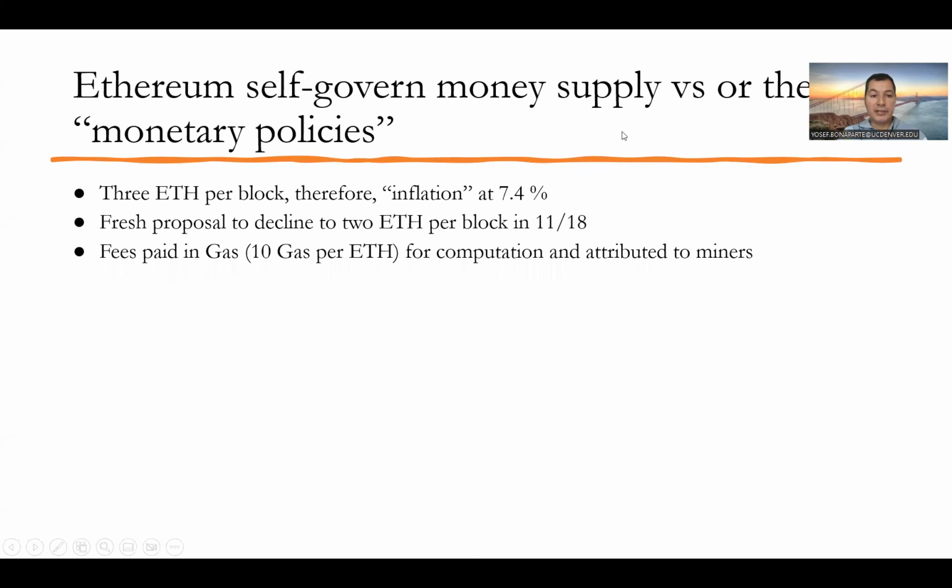Here is Ethereum's money supply. Ether, 3 Ether per block, therefore inflation at 7.4. There is a fresh proposal to decline it, 11 to 18. I will explain this later on. Fees are paid, that's a method of paying fees. I'll explain that later, but that's a way of Ethereum's money supply.